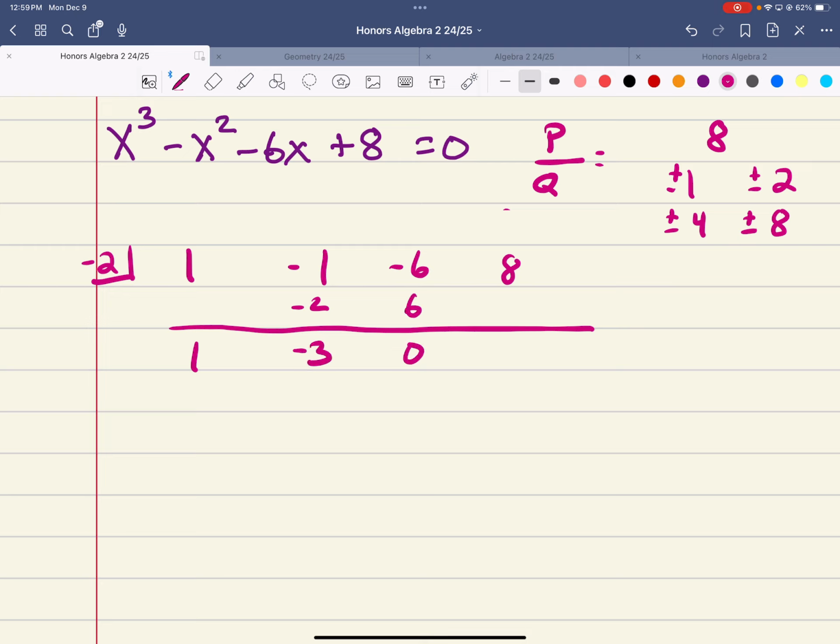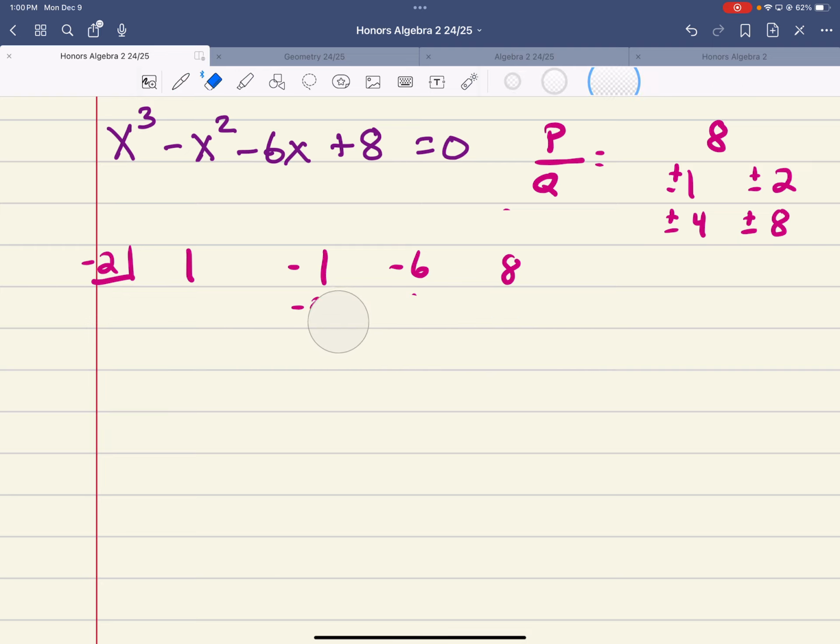Does negative 2 work? If I did it right, negative 2 times 1 is negative 2. That gives me negative 3. That gives me 6. That gives me 0. Does it work? Nope, doesn't work. So I just erase it. That's why we use pencils in mathematics.